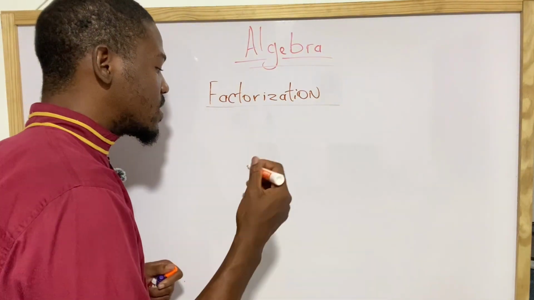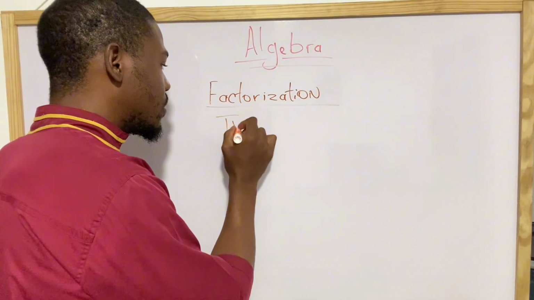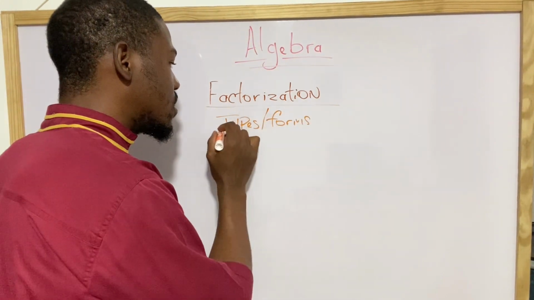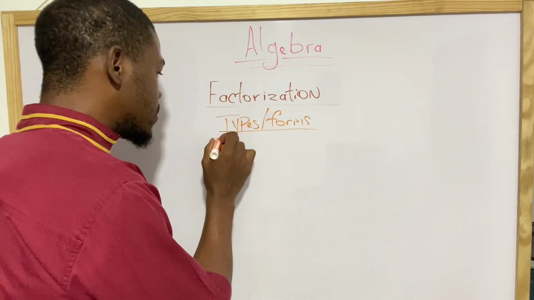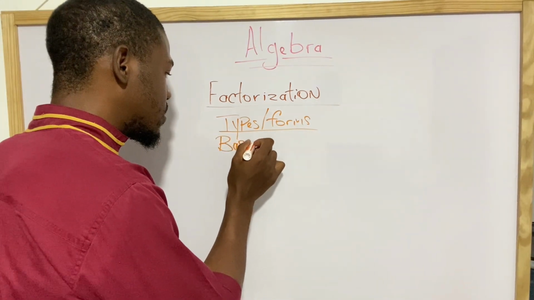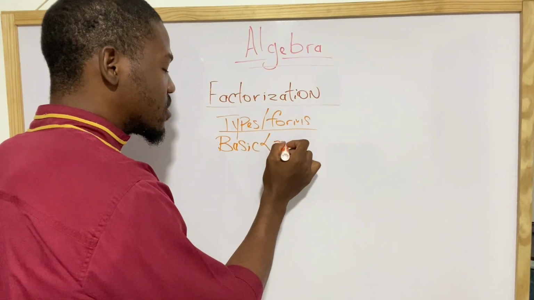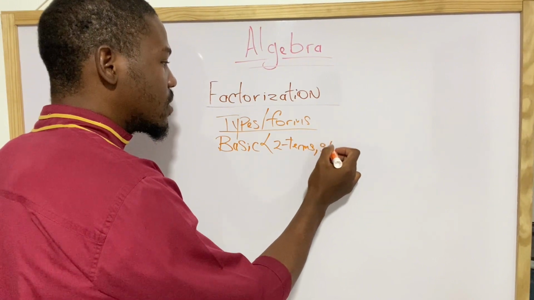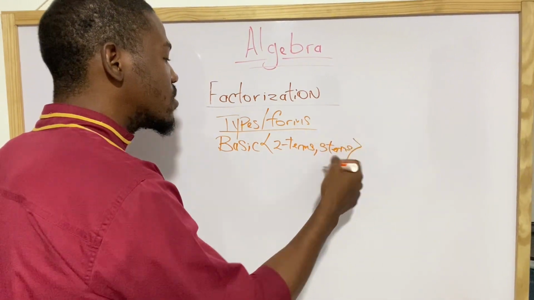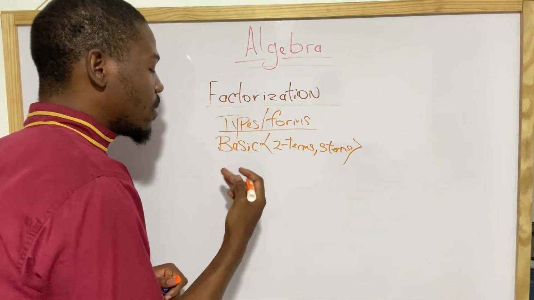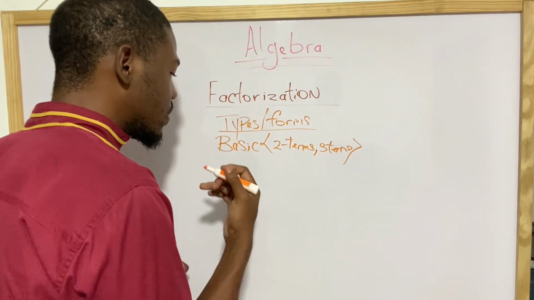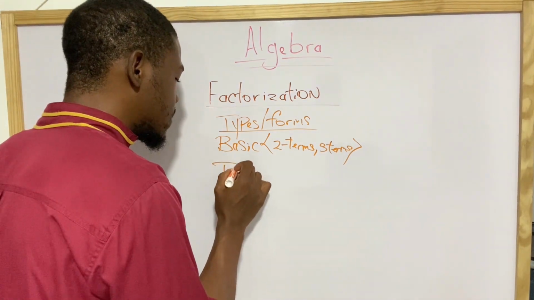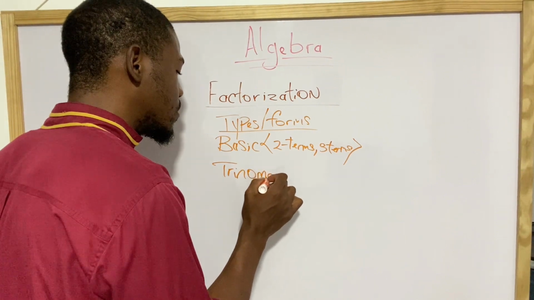So in factorization, there are different types, or maybe you want to use the term forms of how we can factorize. So we have just your basic factorization, like what we did just now, two terms being factorized. We may have three terms being factorized, and those are just basic stuff, right? We have other areas where it gets complicated when we talk about trinomials, and we'll be talking about that soon.